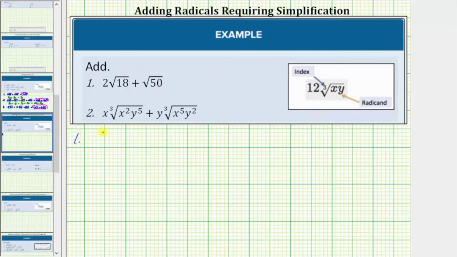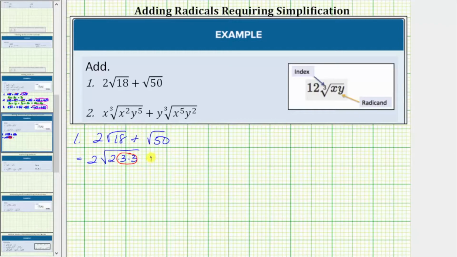So for number 1, we have 2 square root 18 plus square root 50. The first step is to simplify the square root of 18 and the square root of 50. To do this, we need to identify any perfect square factors of 18 and 50. We will do this by looking at the prime factorization of 18 and 50. So this is equal to 2 times the square root of, the prime factorization of 18 is 2 times 3 times 3. Notice how this shows 18 contains the perfect square factor of 3 times 3, or 3 squared.